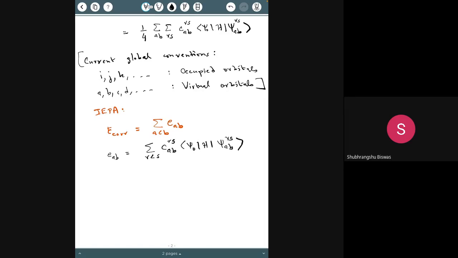We say that we want to calculate the pair energy of each pair of electrons independent of the other pairs. So what is the approximation? Now we make the approximation. This is the independent electron pair approximation: you compute E_AB independent of E_RS, let's say.